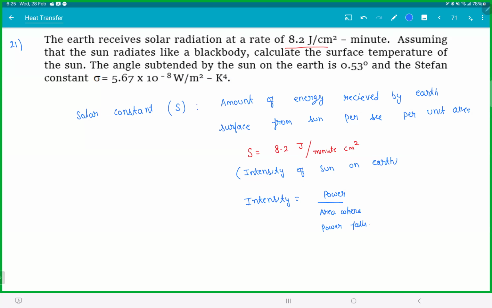So from the Earth's surface, you know the solar constant, and the angle subtended by the sun on the Earth is 0.53, meaning he's giving you this. This is sun. Earth is somewhere here. So when you measure this angle from the diameter, this angle is theta. And he's saying this angle is 0.53 degrees. So you know the angle, you know the solar constant. That's the information. From there, you have to find the temperature of the sun. Calculate the surface temperature of the sun.